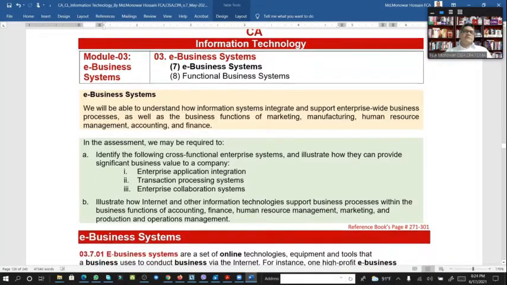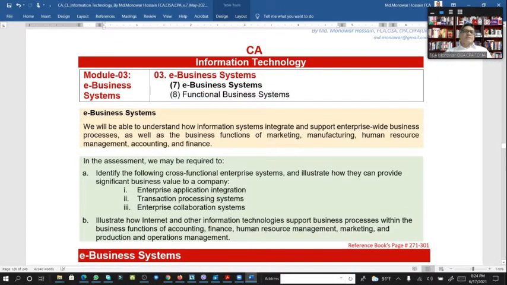Chapter 3, e-business system. Within e-business system, we have two topics: one is e-business system, and another is functional business system.